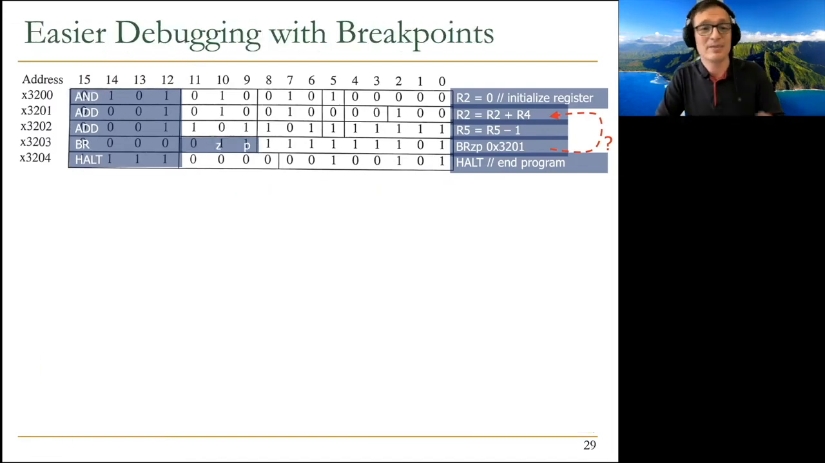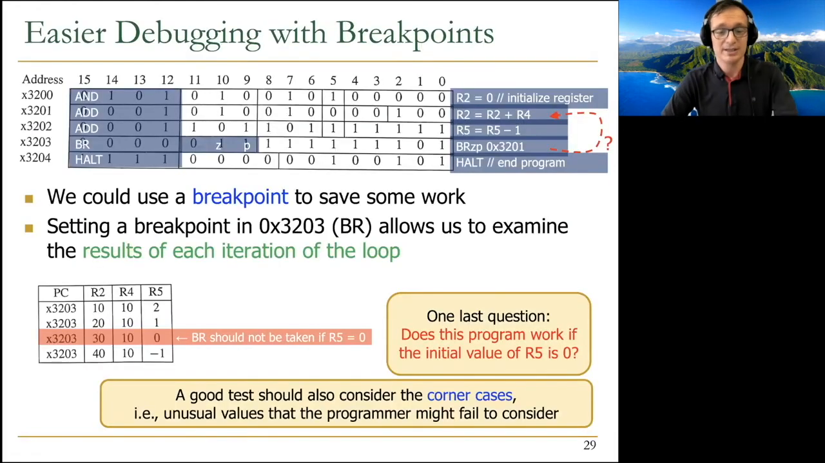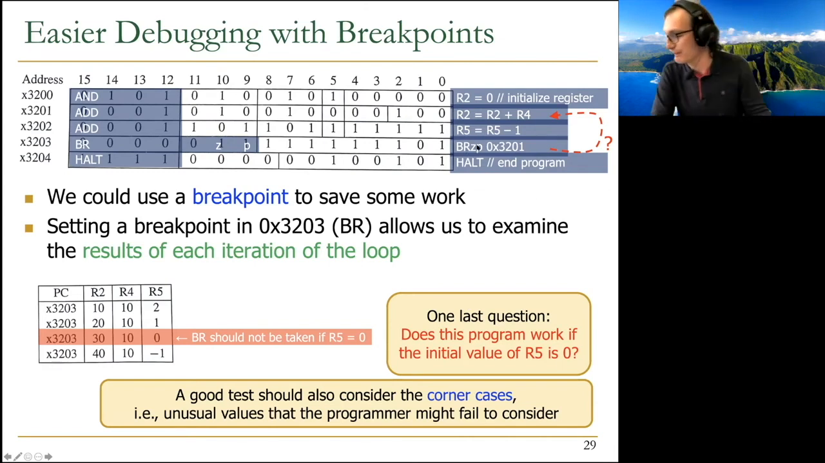Okay, so we discussed the breakpoint. Okay, so basically a good test should consider the corner cases, meaning unusual values that the programmer might fail to consider. And again, this is not a well-written program because it didn't consider many corner cases, including whether R5 was 0 and whether you should really branch over here.